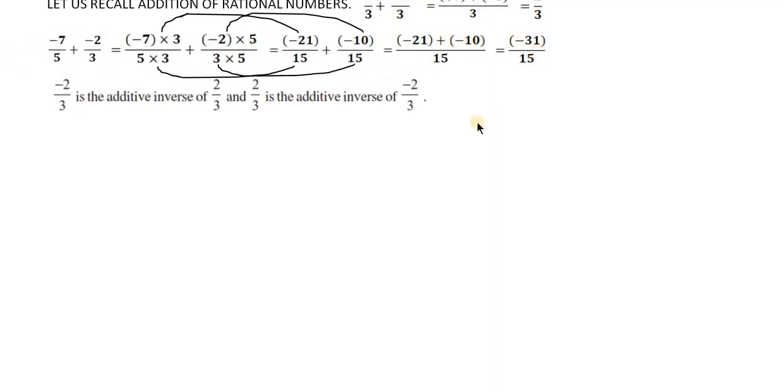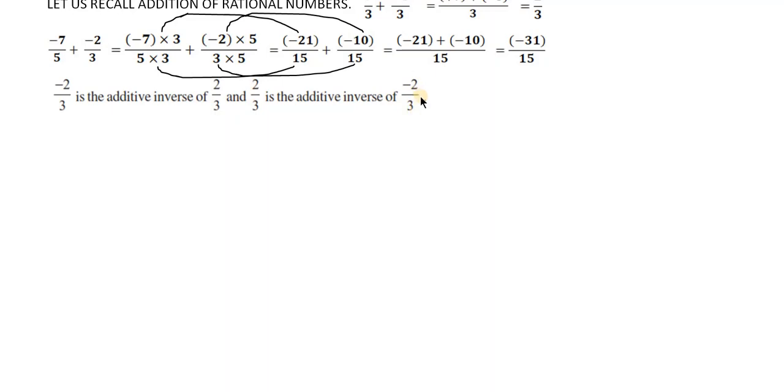So this way I have done it, and I would like to make you recall one more property, which is additive inverse. The additive inverse of any number is its opposite sign. So minus 2 by 3 is a rational number. What is its additive inverse? Its opposite. So it is 2 by 3. Similarly, 2 by 3 is given. What is its opposite? Its sign is positive. So its opposite sign is minus 2 by 3.